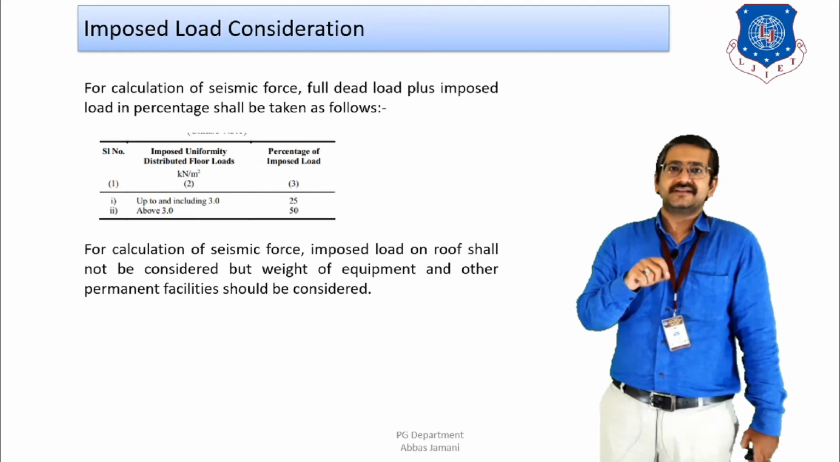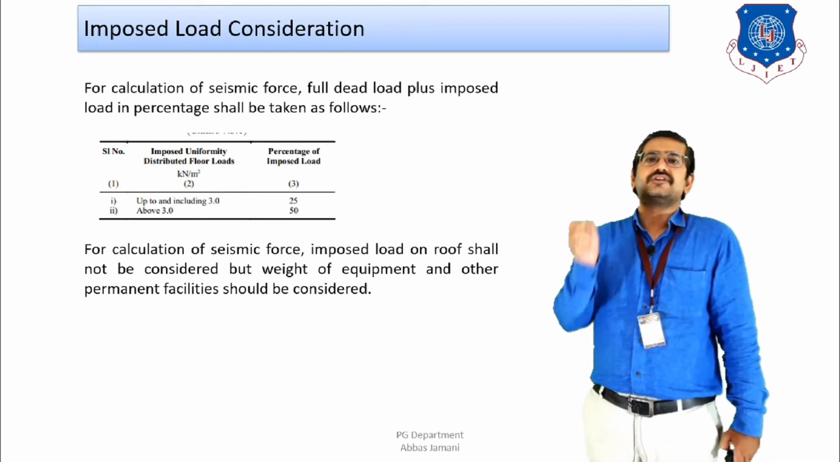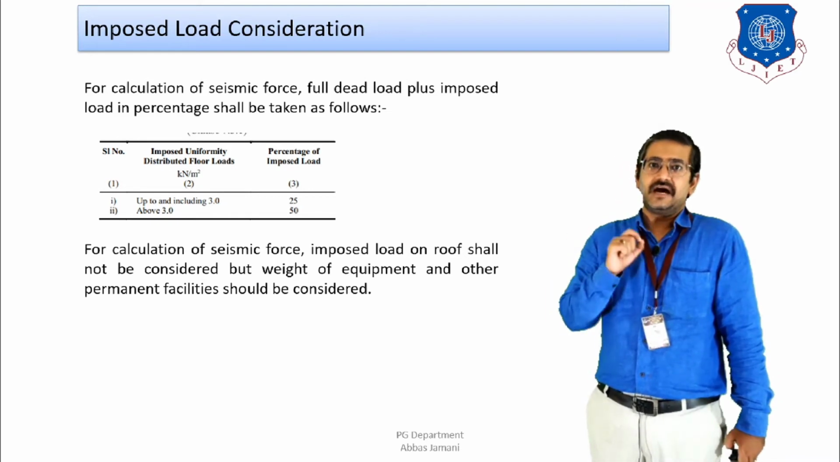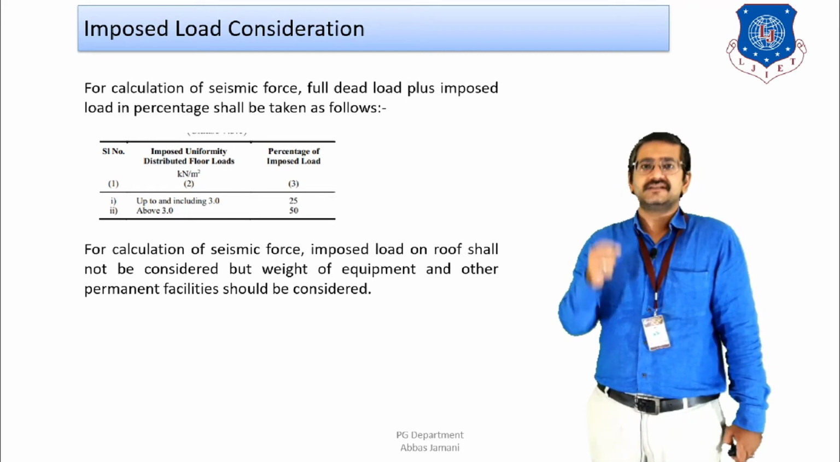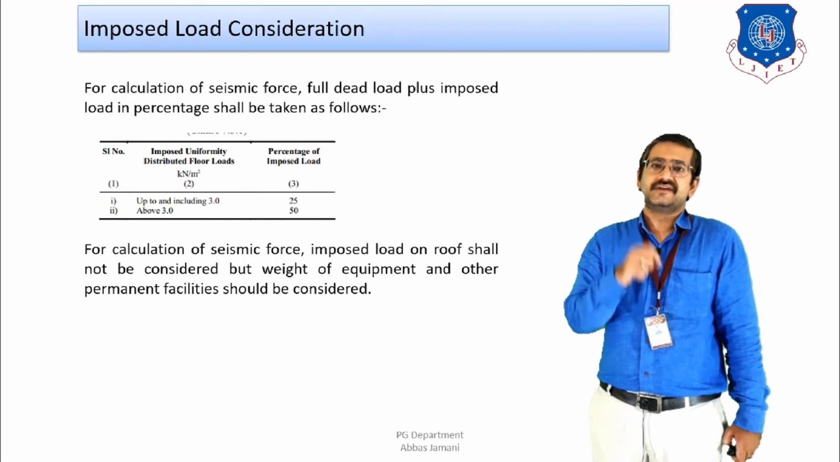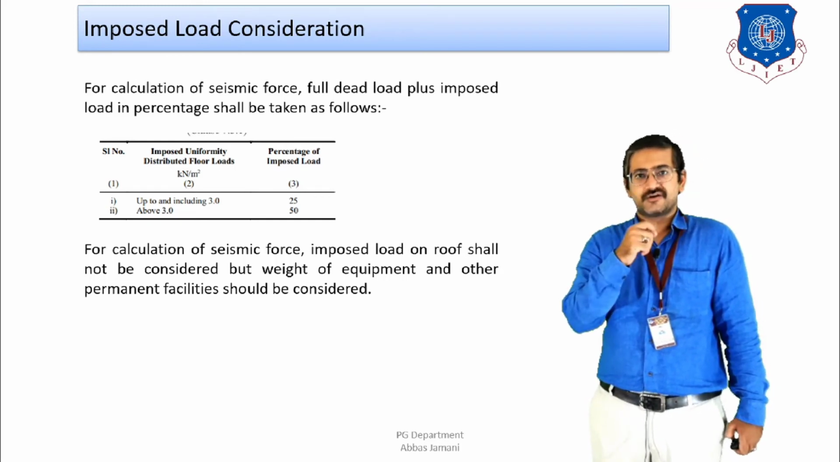And at the same time it is telling that for calculation of seismic weight, the imposed load on the roof is not to be considered, right? However, if any equipment is present irrespective of the floor and its location, then the weight of this equipment should be considered for the calculation of seismic weight, right? So that is also an important clause that has to be kept in mind.